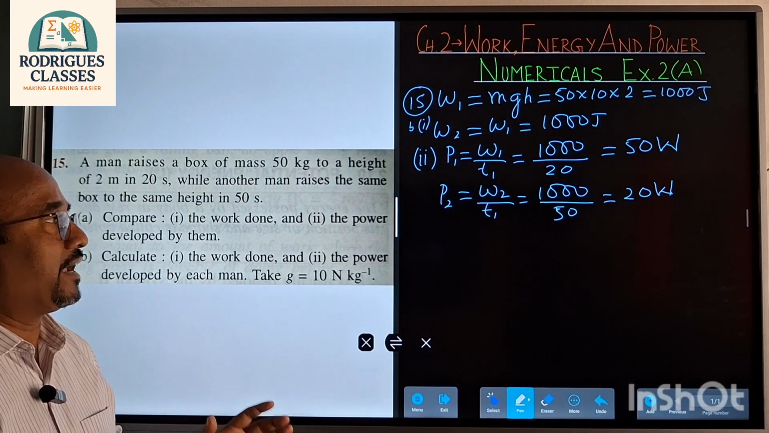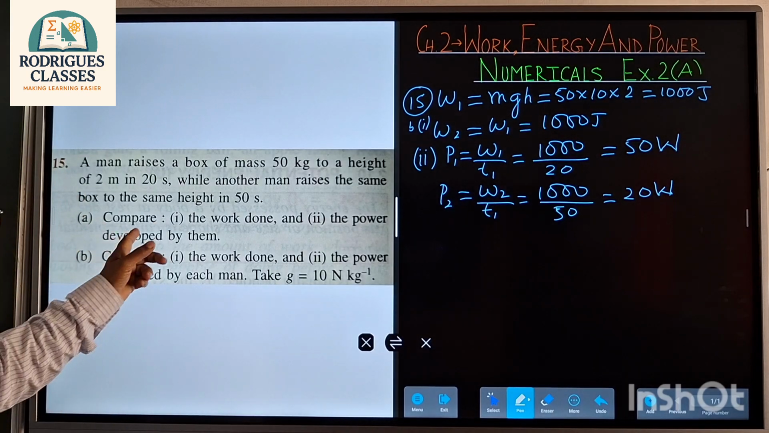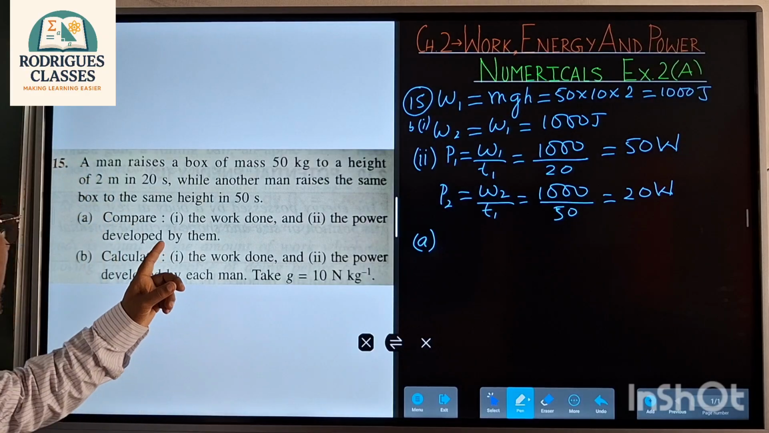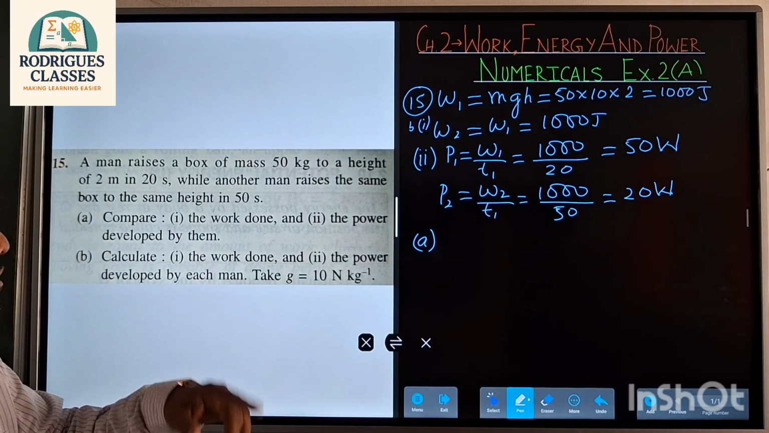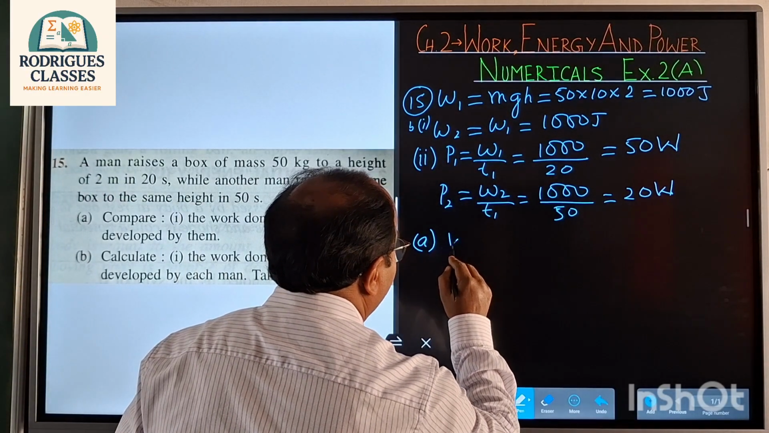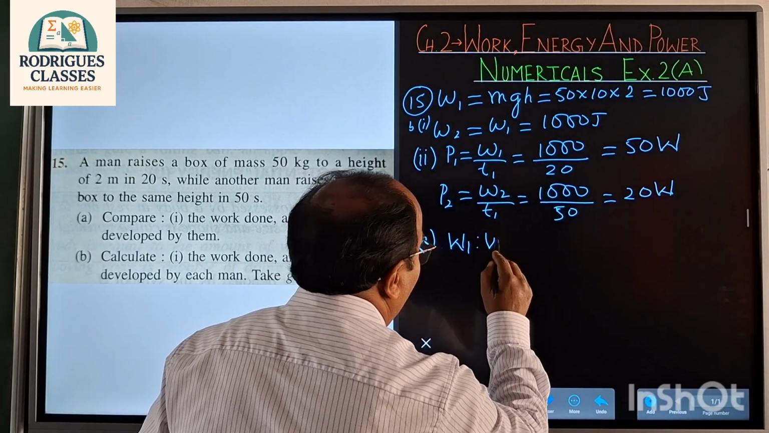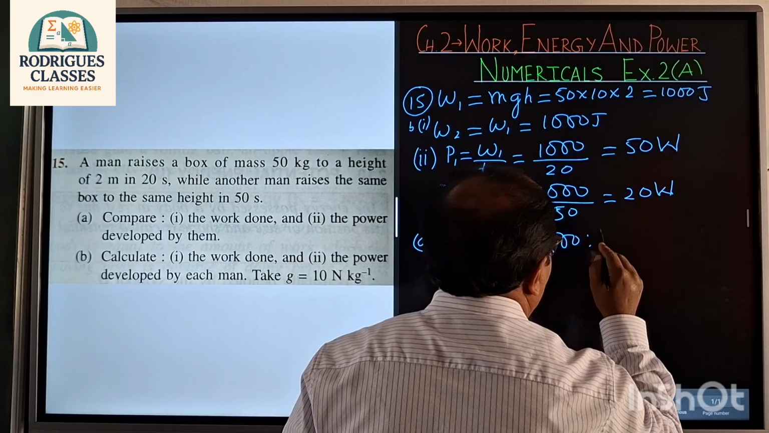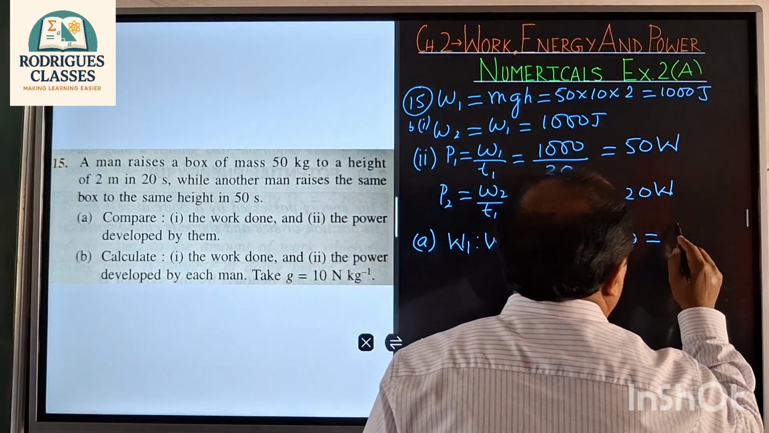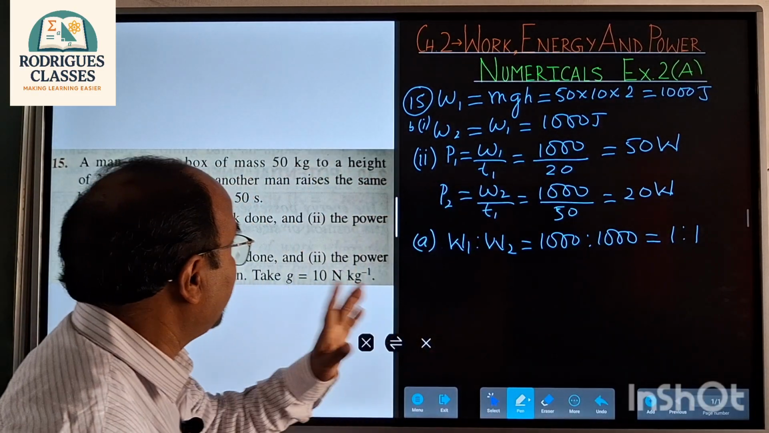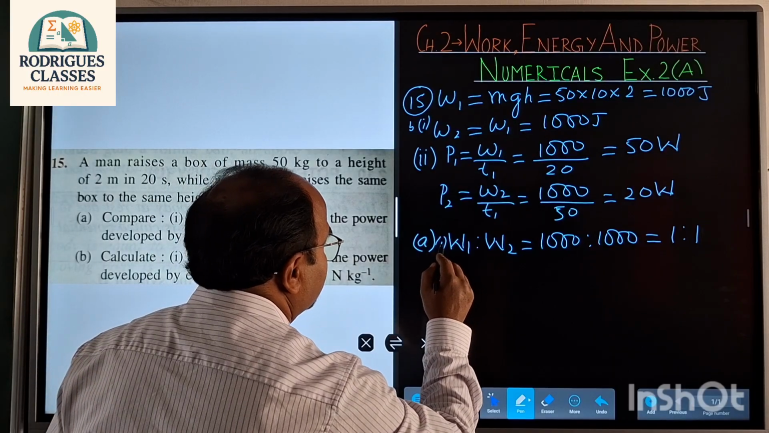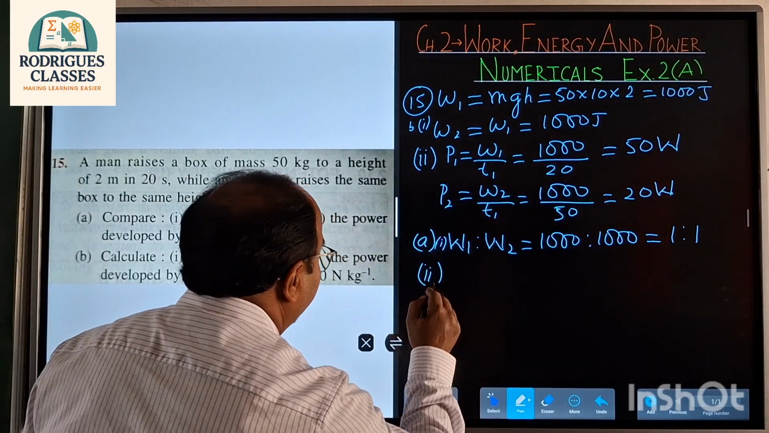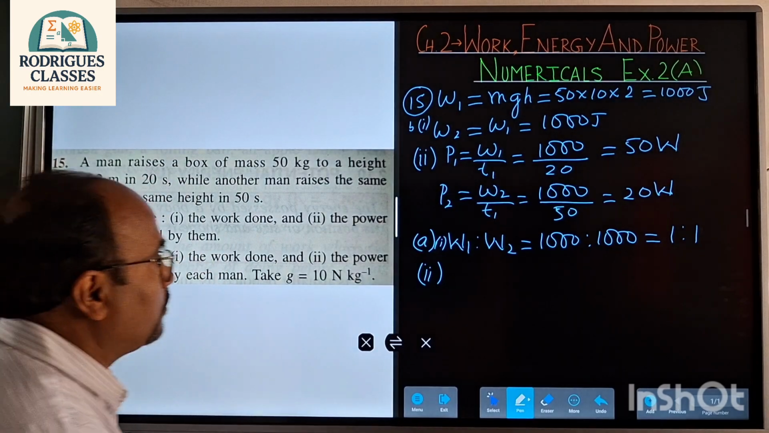We know the calculation, so we can find the A part of comparison easily. In the A part, we have to compare the work done. So work done by the first is to the work done by the second. Both of their work done comes as 1000 joule. So 1000 to 1000, you get it as 1:1. So that was an easy part. This was the first part of A part. Now we go to the second one, which is the comparison of power.